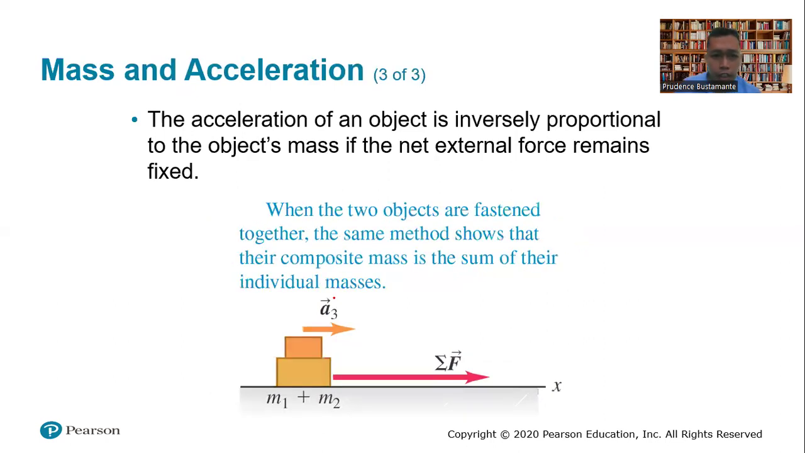Okay. So kung when the two objects are ato nang i-combine ang duha ka object, the same method shows that the same net force, the composite mass is the sum of their individual masses. Kung ang composite mass ani sa nag-cause is the sum of their composite individual masses.